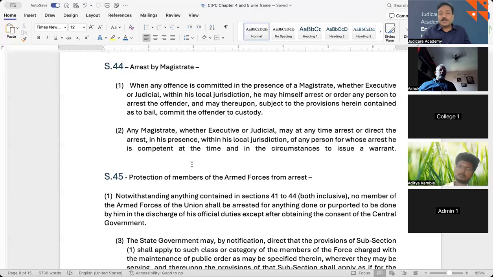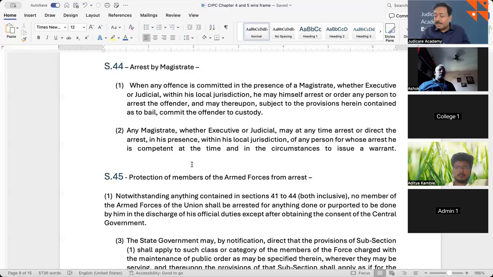So sometimes special officers, special judicial magistrates, etc., are there who can order a direct arrest. For example, in case of non-cognizable offenses, Section 44(2) is used where the magistrate can ask for an arrest for that person under 44(2). So this is how Section 44 talks about arrests by magistrate. And the key provisions are about the authority. The authority is of both the kinds of magistrate.